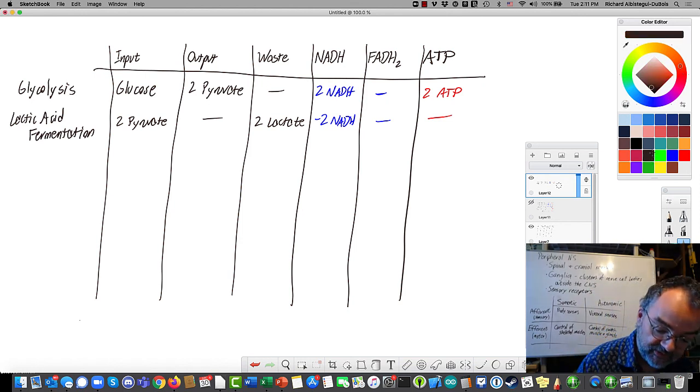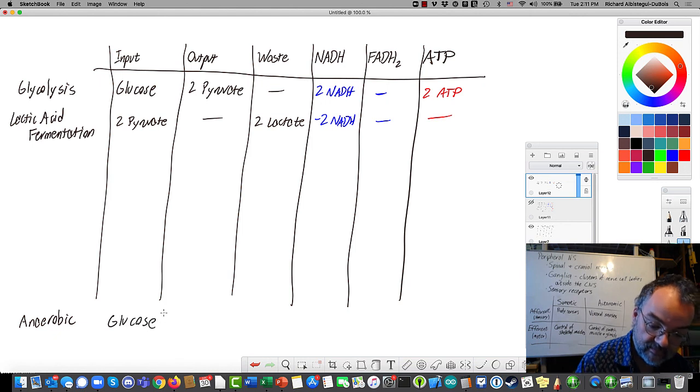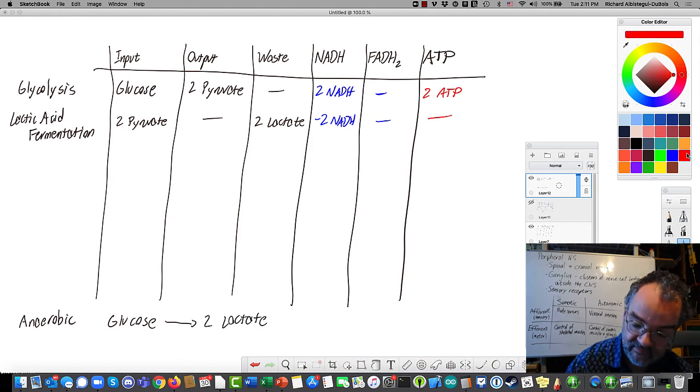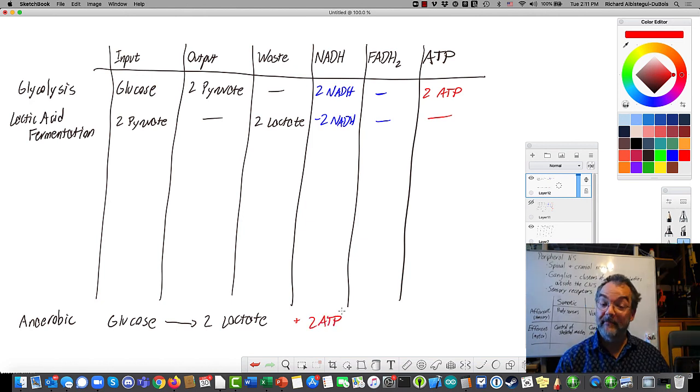So our net result there for anaerobic metabolism, net input was glucose, really nothing else, produces 2 lactate, and 2 ATP worth of energy. Much less efficient, but much easier. This doesn't need the mitochondria, it doesn't need oxygen. It happens outside in the cytoplasm, it's very quick, it just doesn't produce much energy.